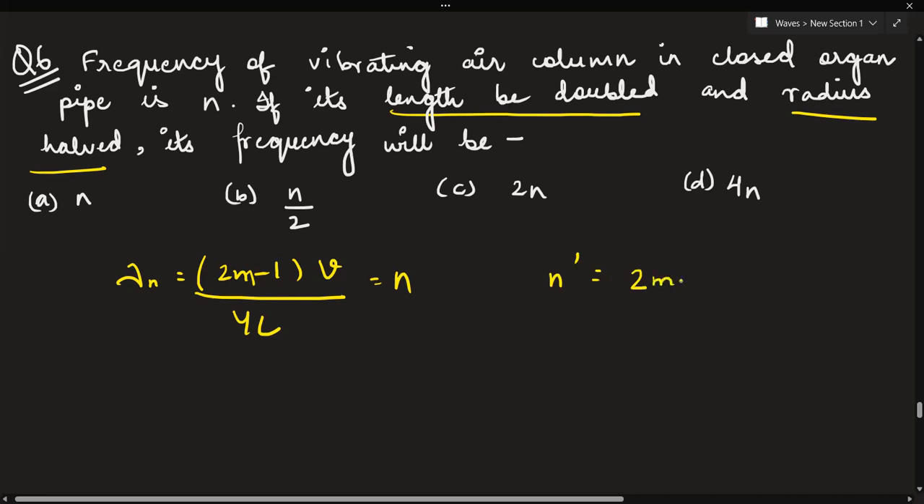2m minus 1, this is the general formula. Velocity is remaining the same. What change has occurred? Length has been doubled. So 4 times double the length. So just take out the ratio. See which option is matching.